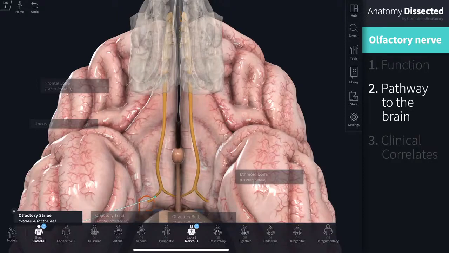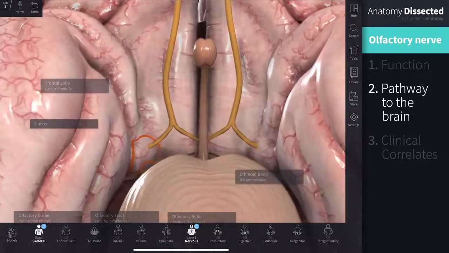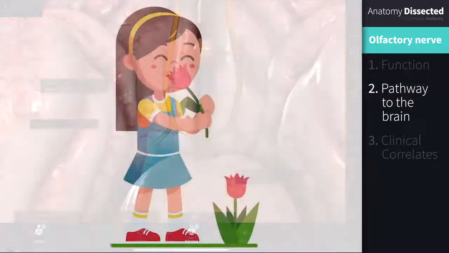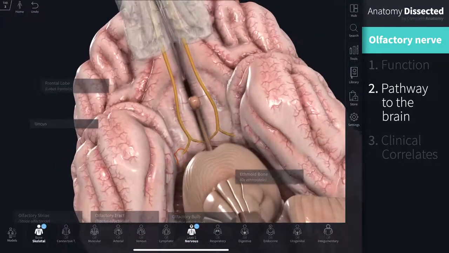Instead, it communicates directly with the uncus, where information enters the olfactory cortex. The olfactory cortex has connections to many other areas, allowing it to decipher different smells, and it combines this information with other sensory inputs to execute a motor response.